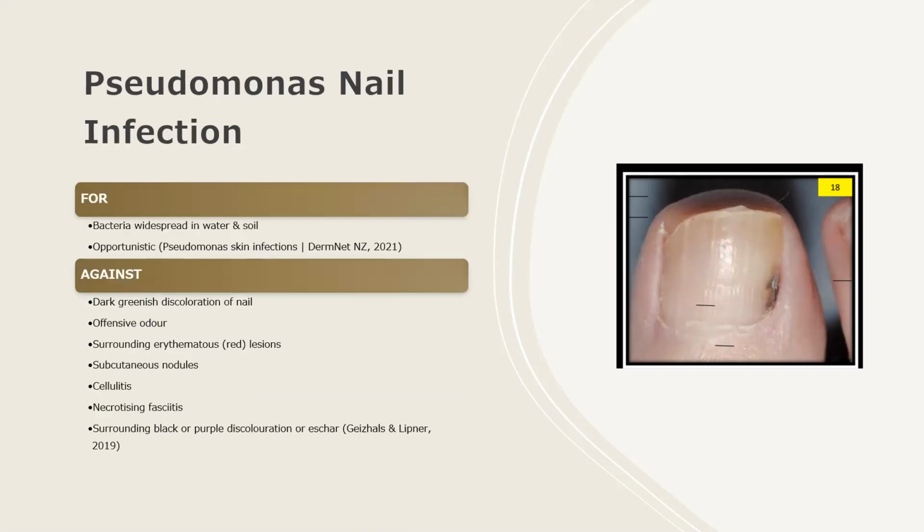In regards to Pseudomonas nail infection, this has been chosen as a differential diagnosis because bacteria widespread in water and soil can create infection and trauma. It can create infection to a traumatized nail bed. And this individual may have been outside, might have got some contaminated dirt or water in his boot, and that has potentially infected his traumatized nail.